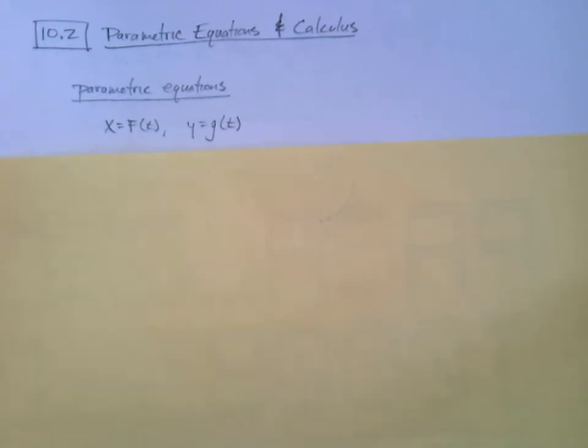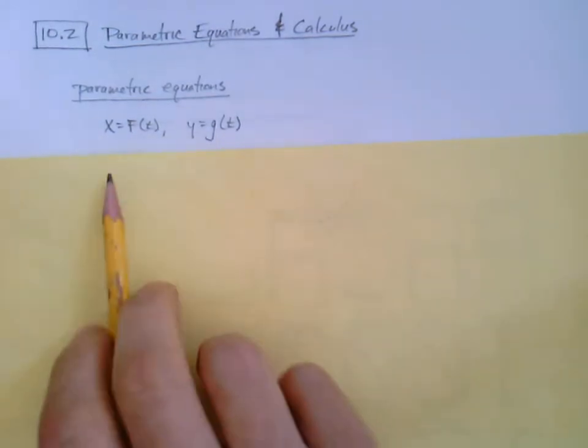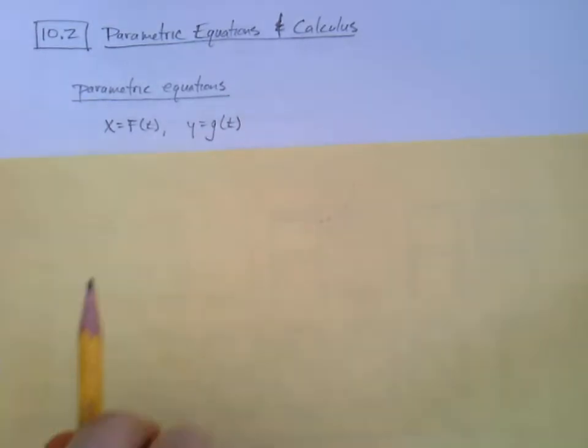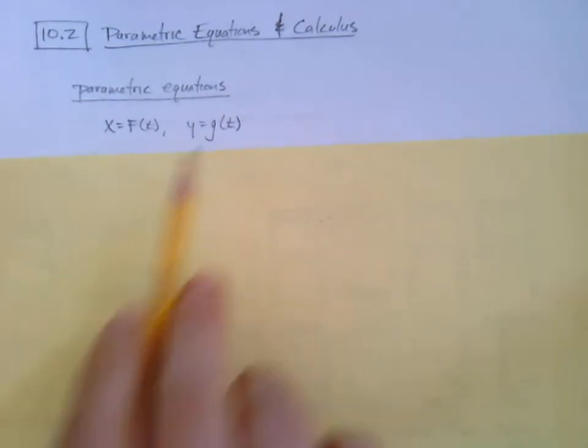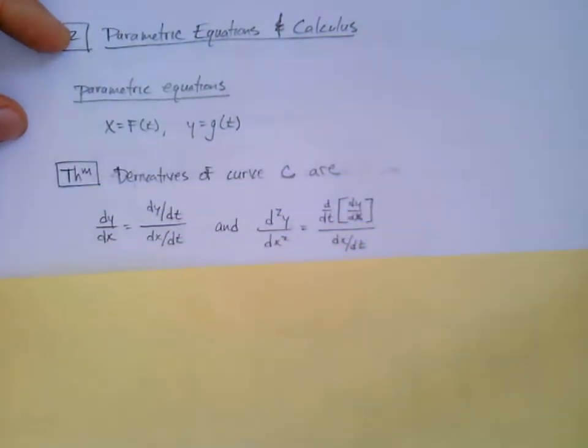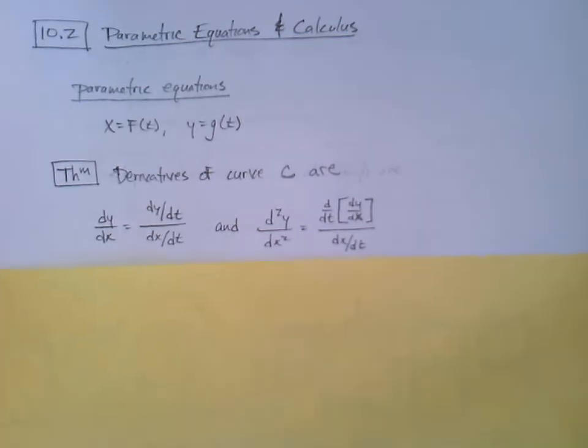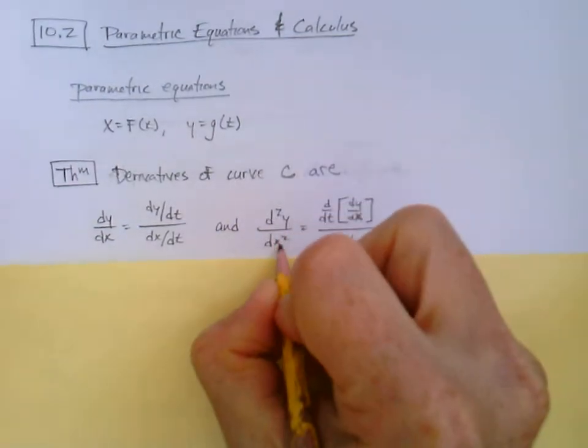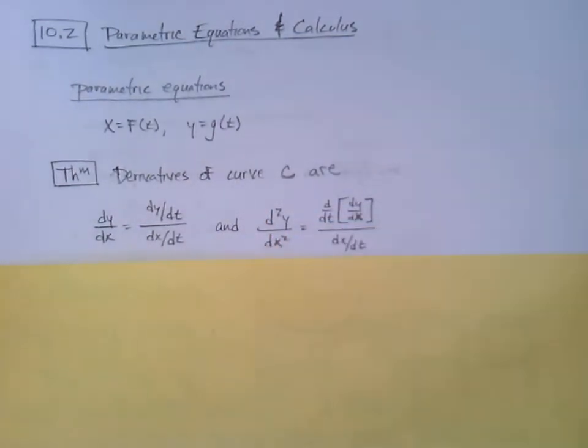So parametric equations, if you remember, it's two functions, one for x, one for y, usually in terms of t. x equals f of t, y equals g of t. So how would we go about taking derivatives? And it's kind of interesting the way some of these things play out. Much simpler in one sense than you might think.